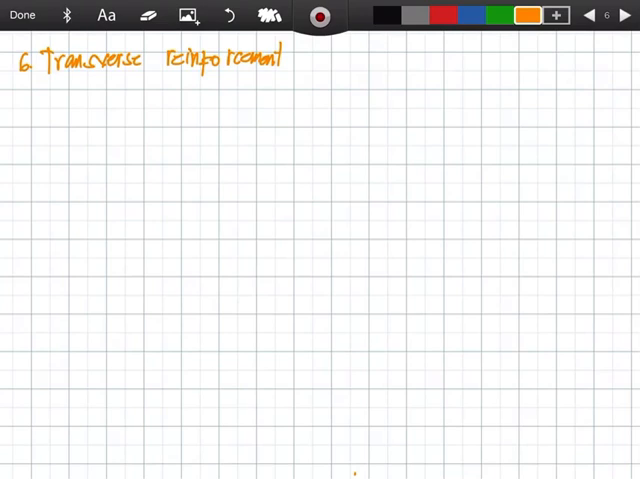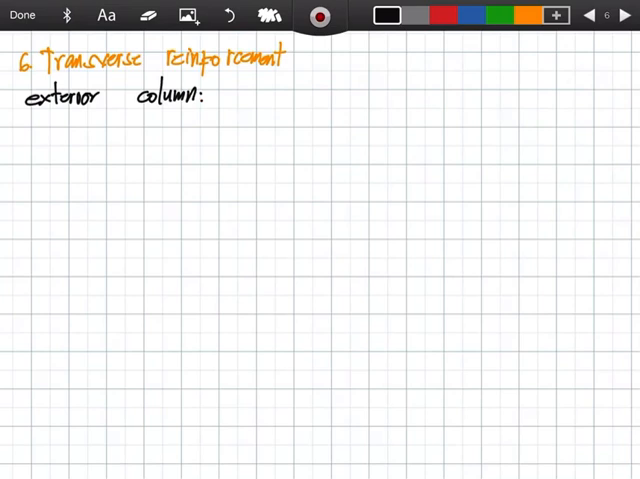Okay, so next one we have transverse reinforcement. So sa transverse reinforcement, separate ulit natin ang ating exterior at interior column. So exterior column, plus, so ang reinforce. So paano ba ang transverse reinforcement?